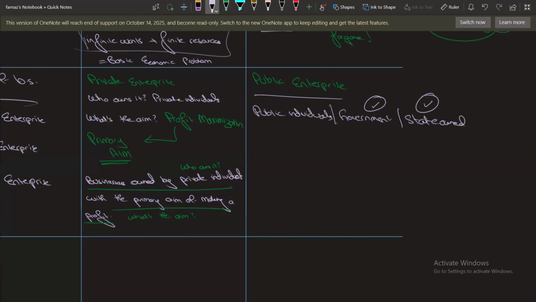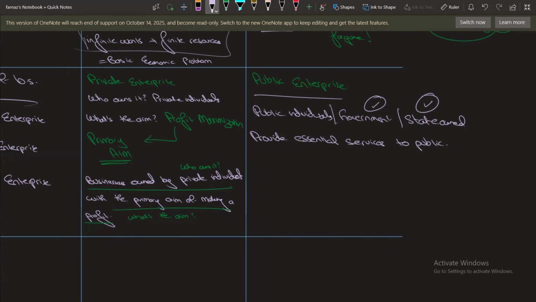Okay. And what's the aim? Do they want to make profit? No. So what's the aim? To provide essential services to public. Social welfare, right? They want to provide necessary services to public.